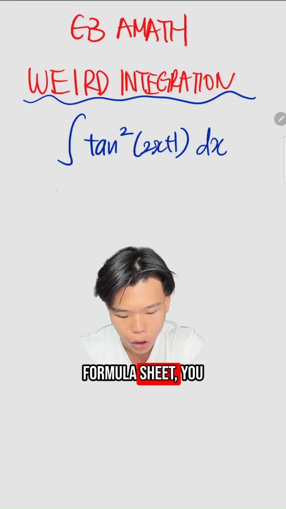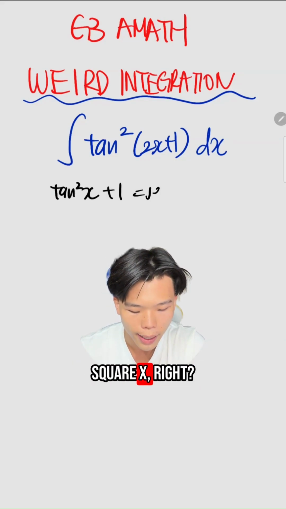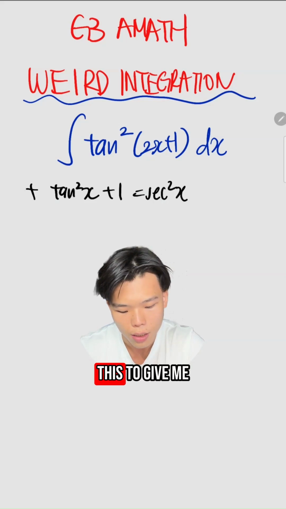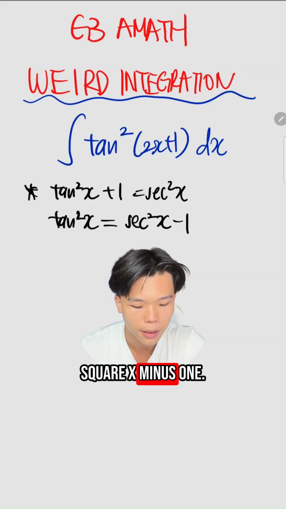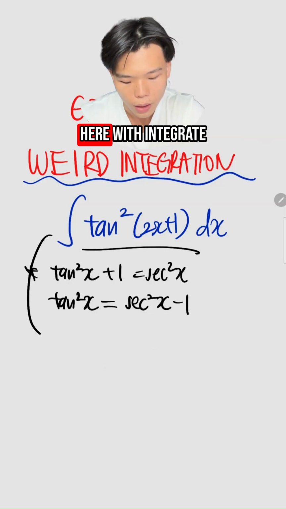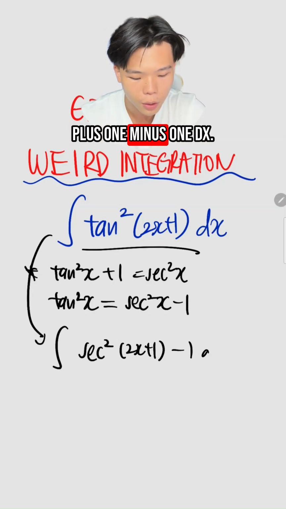If you look at your formula sheet, you will see that tangent square x plus 1 gives me secant square x, right? Which means that I can rearrange this to give me tangent square x equals secant square x minus 1. Therefore, I could replace this over here with integrate secant square 2x plus 1 minus 1 dx.